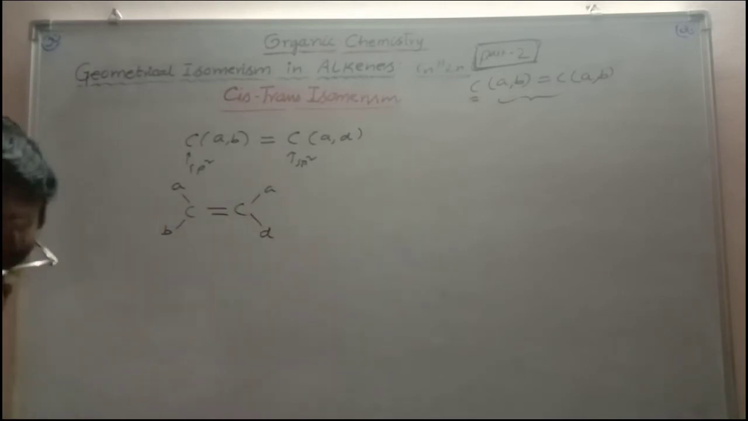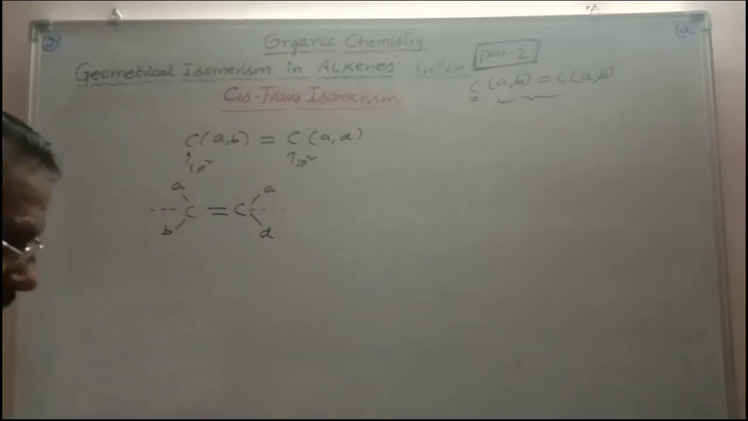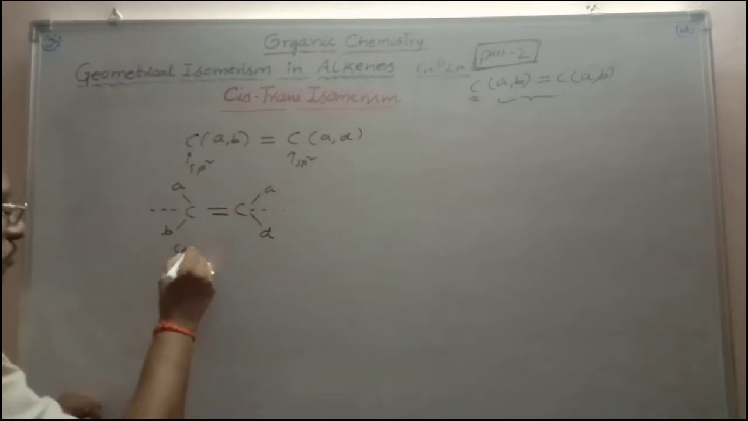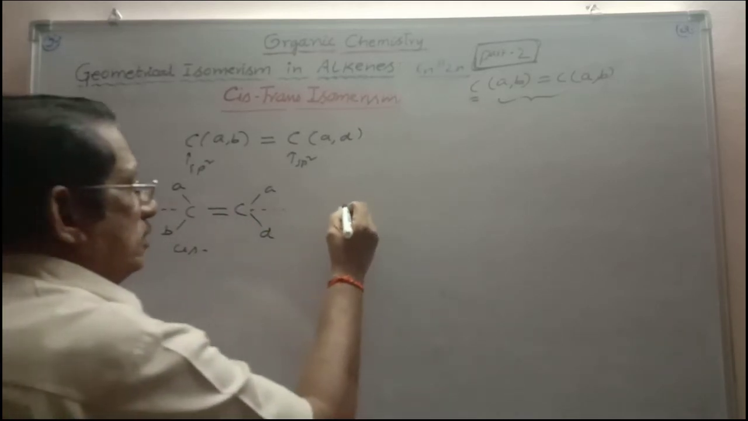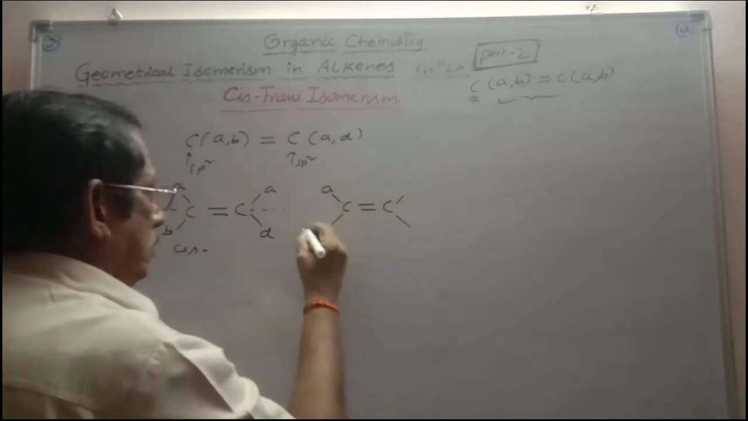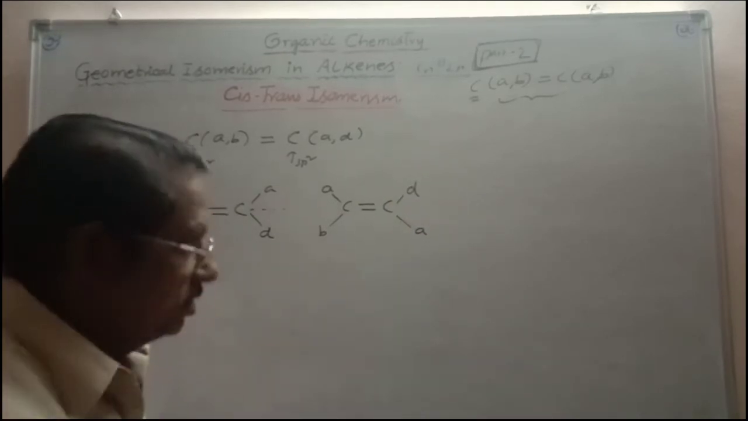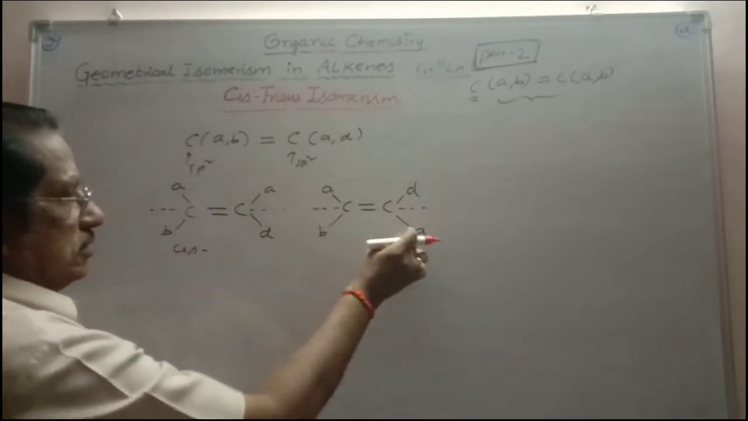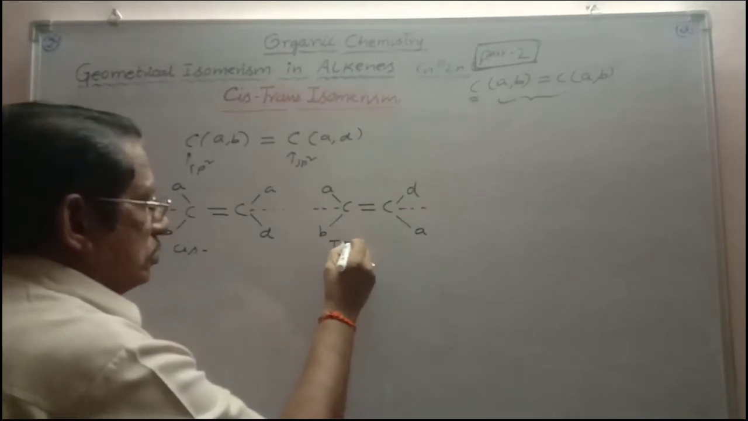This is the carbon-carbon double bond plane. To this plane, the similar groups are lying to the same side, and so this is called cis isomer, the cis geometrical isomer. On the other hand, if you write in this manner, A, B, D, A, and in this carbon-carbon double bond plane, to this plane, the similar groups are lying on either side. So, this is what you call trans isomer.